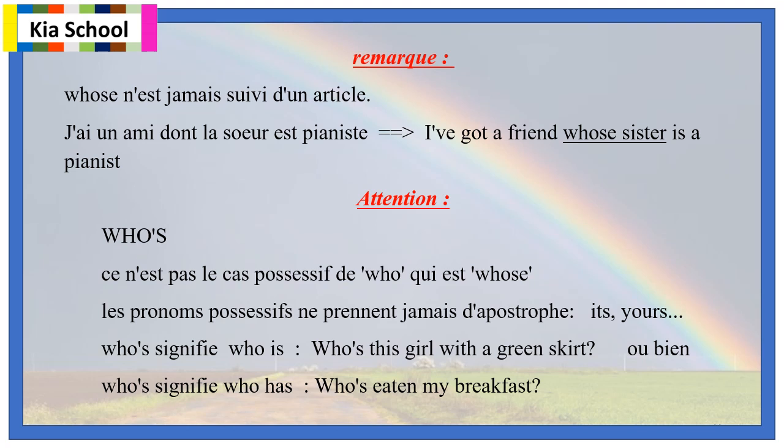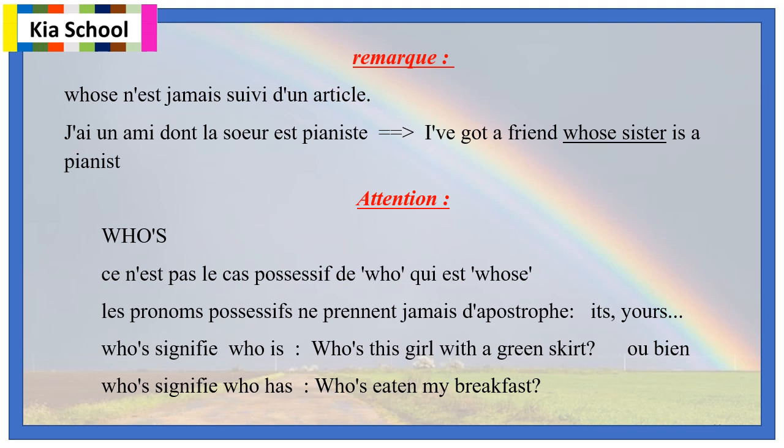Remarque. Whose n'est jamais suivi d'un article. Exemple. J'ai un ami dont la sœur est pianiste. En anglais, ça va nous donner comme ça. I've got a friend whose sister is a pianist. Alors, cette phrase, whose sister, et non pas whose the sister. Donc, l'article défini n'existe pas. Bien sûr, si whose est suivi d'un article, on ne faut pas mettre whose après THE.